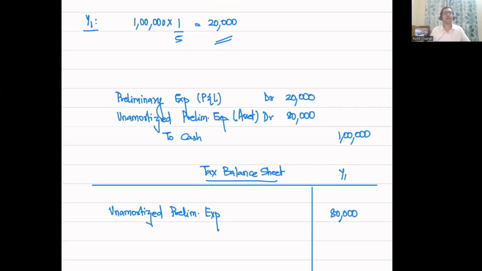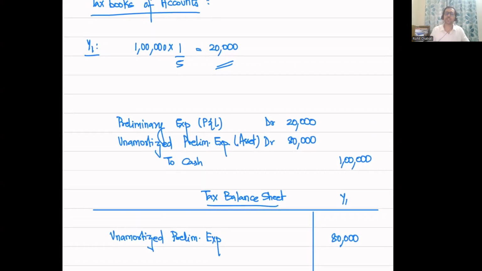So in the first year, I am not going to actually report 1 lakh rupees in P&L in my tax books of accounts because only 20,000 is allowed as a deduction. Because only 20,000 is allowed as a deduction, I am going to debit my tax P&L by 20,000 only. The remaining is going to be parked as an unamortized preliminary expense asset, and that will be amortized over the next 4 years. 1 year has already passed by. The expense is totally allowed as a deduction over a period of 5 years. Therefore, the remaining period will be 4 years.